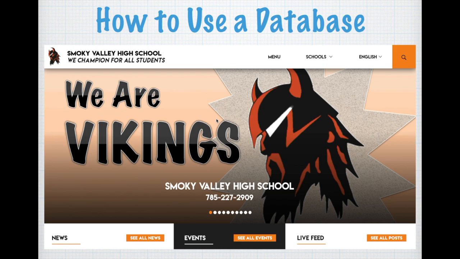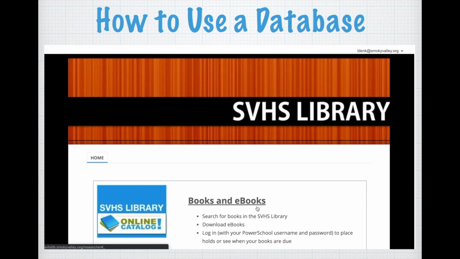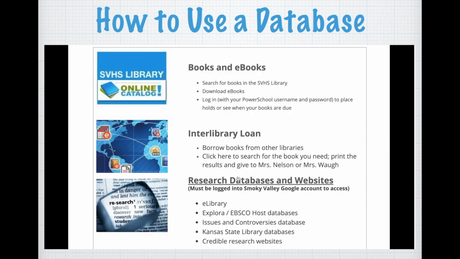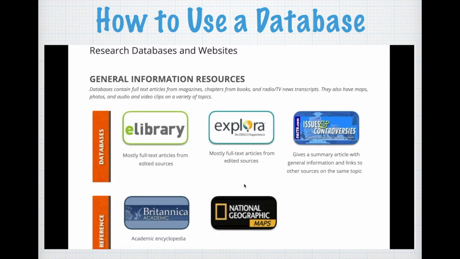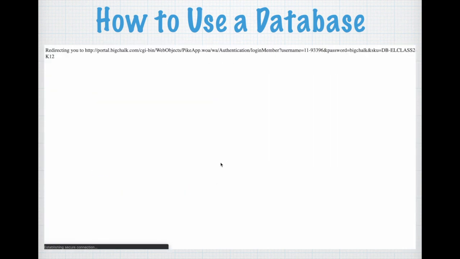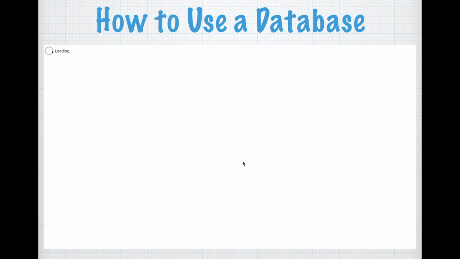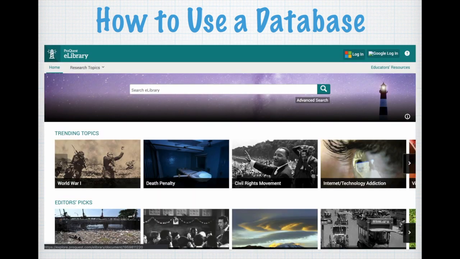So once again, let's talk about one of those databases. We're going to go to Smoky Valley High School's menu, Library Media Center. We're going to go to databases. And I'm going to access Elibrary just because it's first and it's easy to use. It's going to load. And as you can see, our content is here. It's loading and it's going to take us to ProQuest.